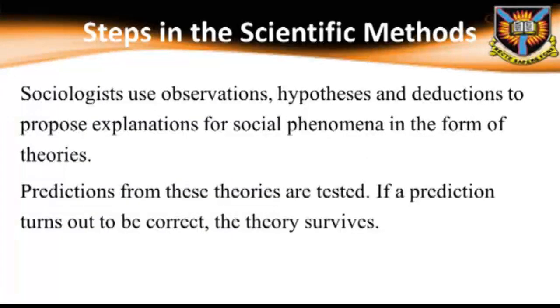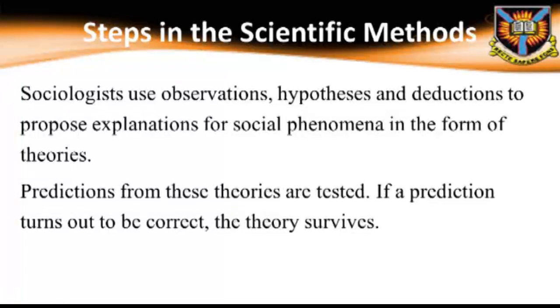Steps in the scientific method. Sociologists use observations, hypotheses, and deductions to propose explanations for social phenomena in the form of theories. Predictions from these theories are tested. If a prediction turns out to be correct, the theory survives. If not, the theory is modified or discarded. The method is commonly taken as the underlying logic of scientific practice.